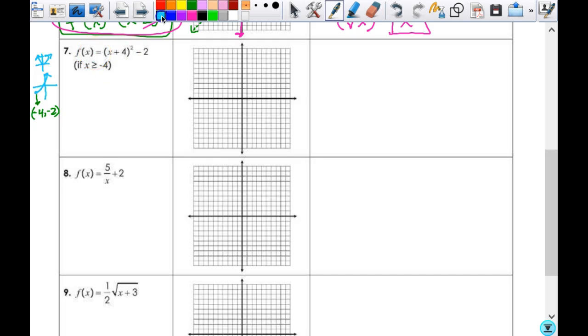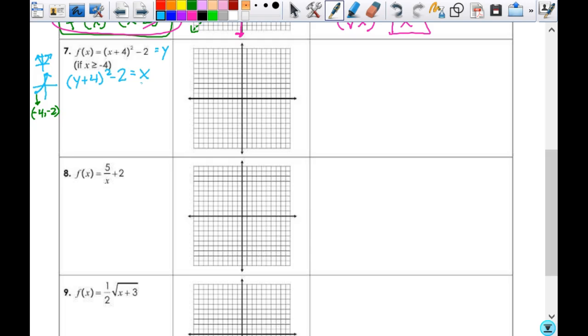So let's find this. And now in actually finding the inverse, I don't worry about the domain restriction. It's at the end I have to talk about it. So I can take this, I'm going to set it equal to y. Then that gives me y plus 4 squared minus 2 equals x.